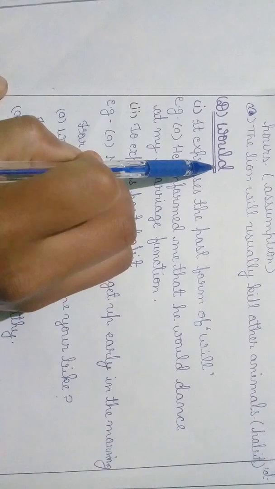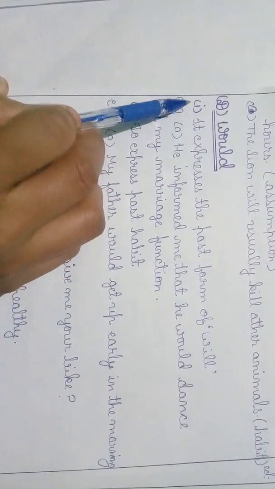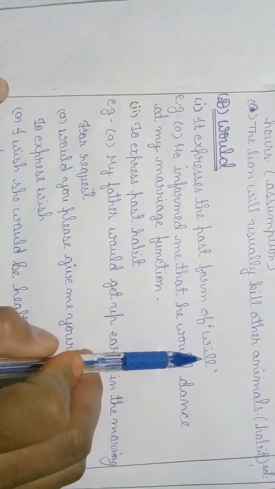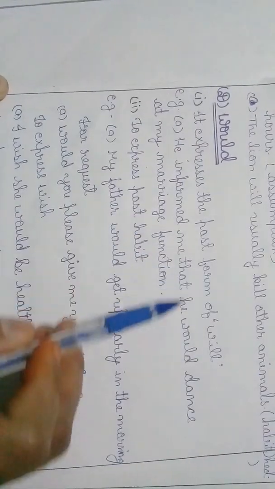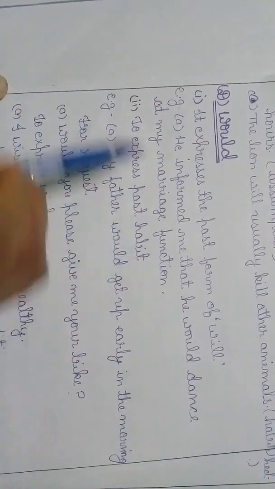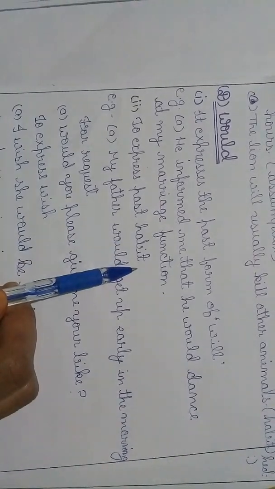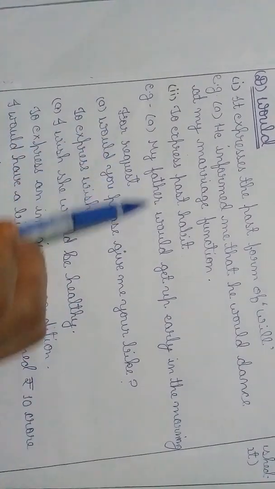Next model is would. Would is also the past form of will. Number 1. The first use of would is it expresses the past form of will. Okay? For example, he informed me that he would dance at my marriage function. Number 2. To express past habit, we use would. Look at the example. My father would get up early in the morning.